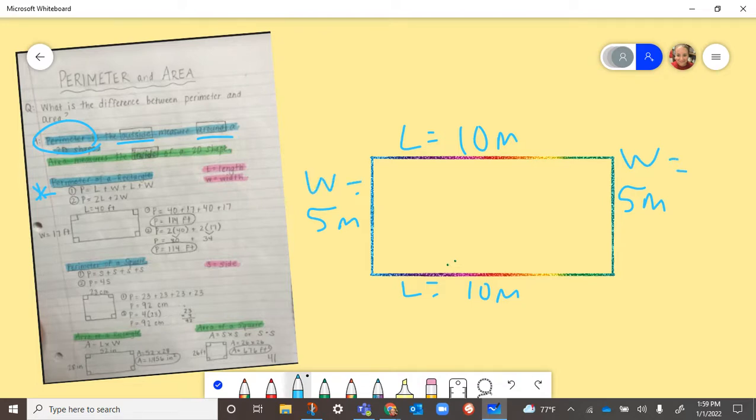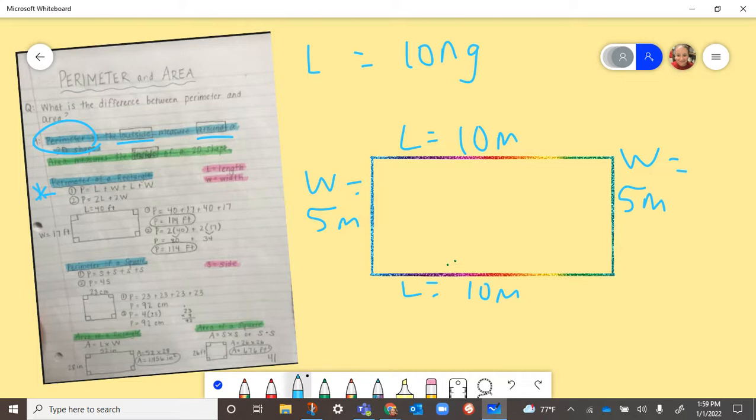I usually remember length, the L for long, it's the long side. So here we have our formula right here, length plus width plus length plus width. Or another way of writing that would be 2L plus 2 widths, because that's the same thing. L plus W plus L plus W, you've got 2 lengths and 2 widths. So that second one there is just another way that you could write it.